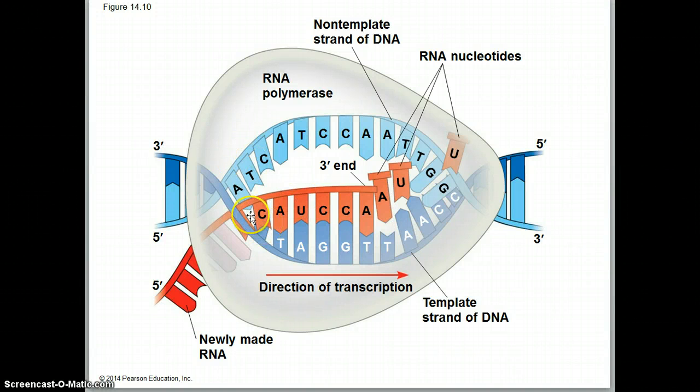And note that this RNA polymerase is copying one side of the DNA molecule. There could be a completely different gene on the opposite side of the DNA.